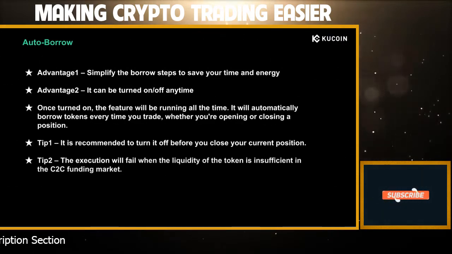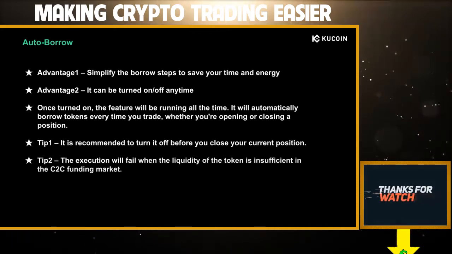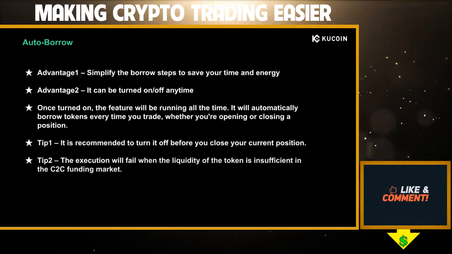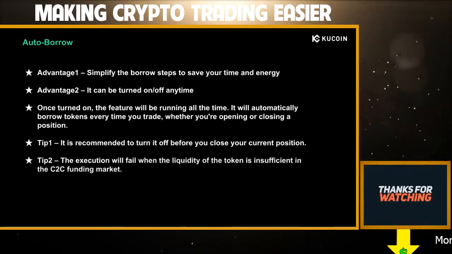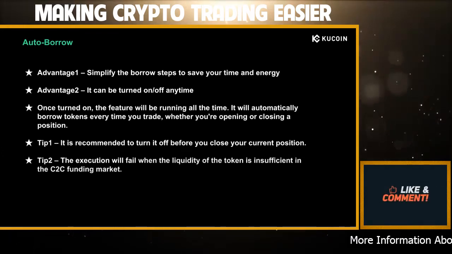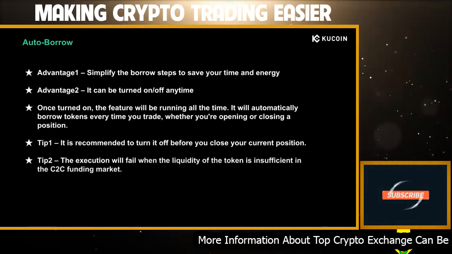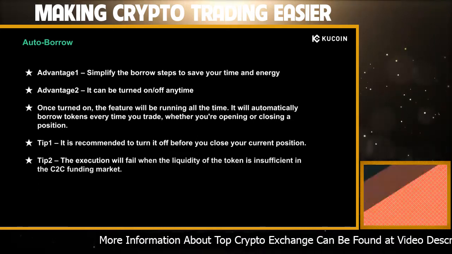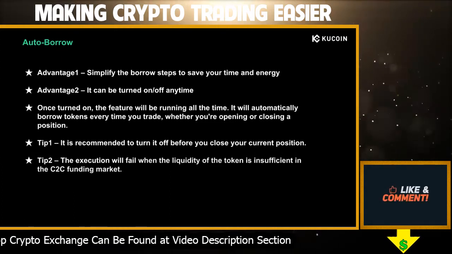Then let's look at the advantages of each setting and when we should turn that off to avoid unnecessary loss. There are 2 advantages in auto borrow. First, it simplifies the borrowing steps for you. And secondly, you can turn it on and off anytime you want. What we need to be aware of when we are using auto borrow is it will automatically borrow tokens every time when the trading is executed, whether we are opening or closing a position.